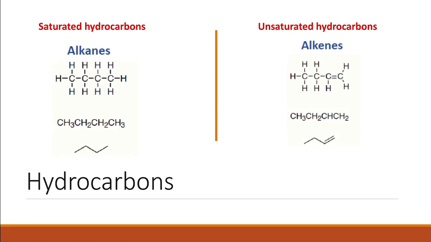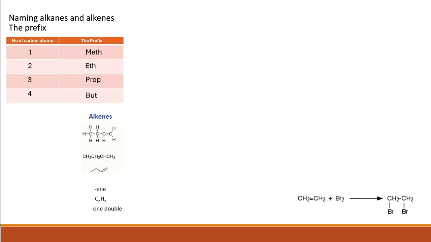The first two homologous series we need to know are the hydrocarbons. Remember that hydrocarbons are compounds which have only carbon and hydrogen in their structure. We have the alkanes, which are called saturated hydrocarbons because they only have single bonds. There are no double bonds. Alkenes are the other homologous series from the hydrocarbons, which are called unsaturated hydrocarbons. They are unsaturated because they have a double bond between the carbon atoms.